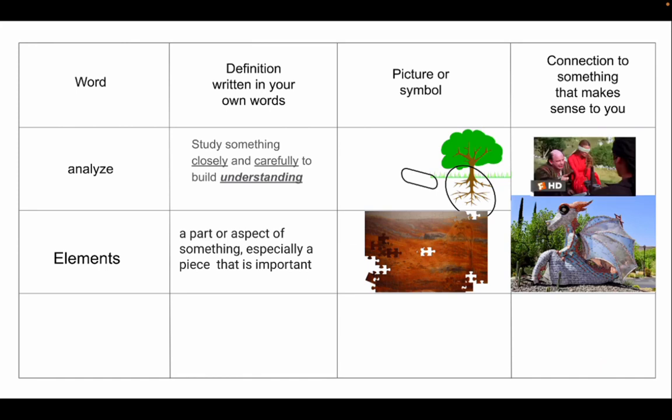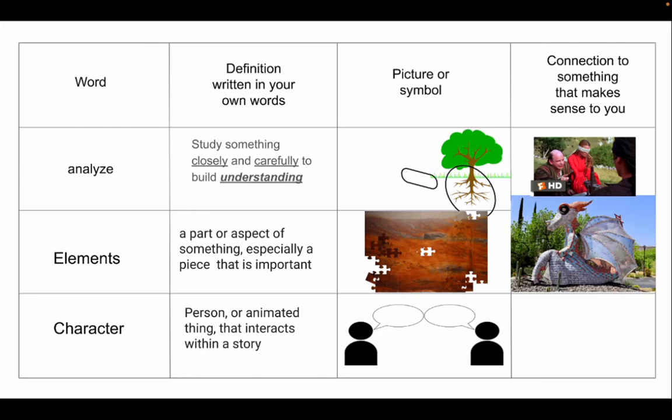The third word that we're going to look at is character. The definition for that is a person or sometimes even a thing that interacts within a story. This was an easy picture for me. Two people talking, they're interacting. I'll remember character. And then I want you to remember the difference between an actor and a character. The actor, Johnny Depp, plays the character, Jack Sparrow. Those are the differences there.